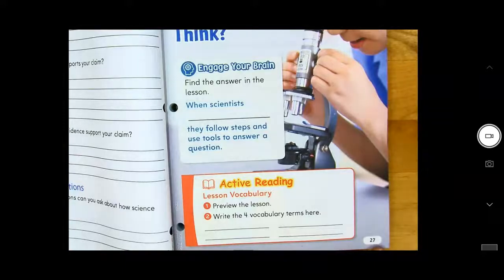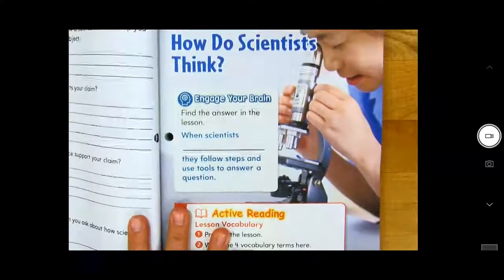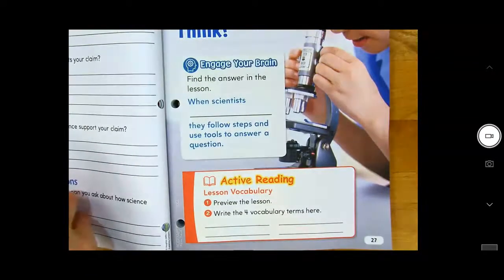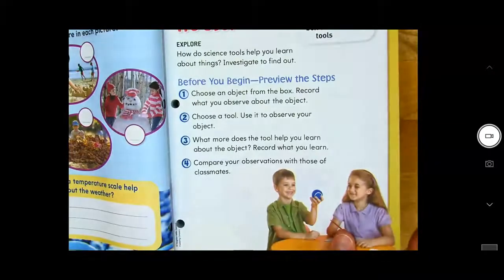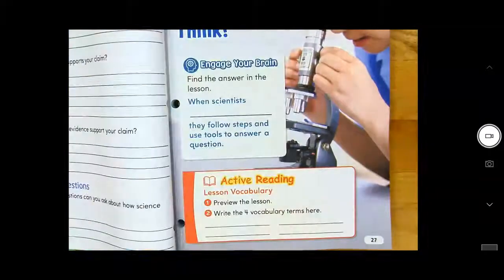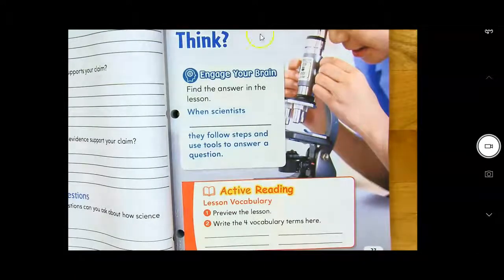Lesson. Okay, that's at the beginning of the book. Right after yesterday we did lesson 3 on the science website. Okay, what tools can we use? You should have done that lesson on the ED science website.